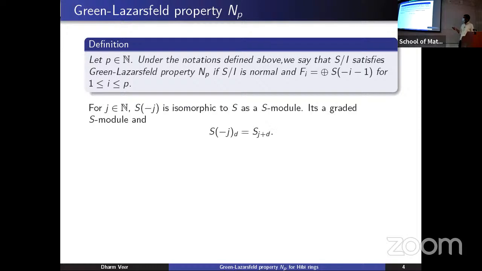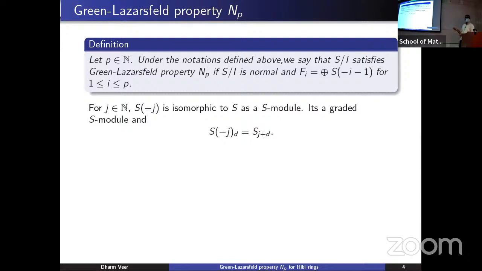Let's define this. For a j in the natural numbers, the module S(-j) is isomorphic to S as an S-module. It is a graded S-module, and its degree d piece is actually the degree j plus d piece of the graded module S. So what we are essentially doing is just shifting the degrees of the module S over S, and then we are looking at this particular module. As I stated earlier, the F_i are modules of finite rank, so there will be finitely many copies here. I have not quantified that.